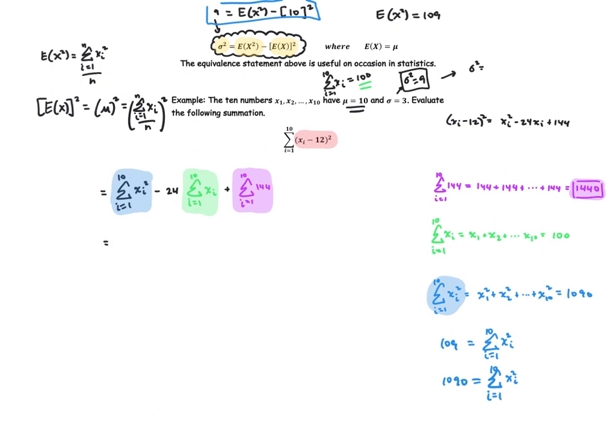So let's figure this out, evaluate it. I got 1090 minus 24 times, what's my green term? That's 100. There it is. And plus 1440. All right, do a quick calculation on that. And our answer is that this summation evaluates to 130. There you have it, guys.